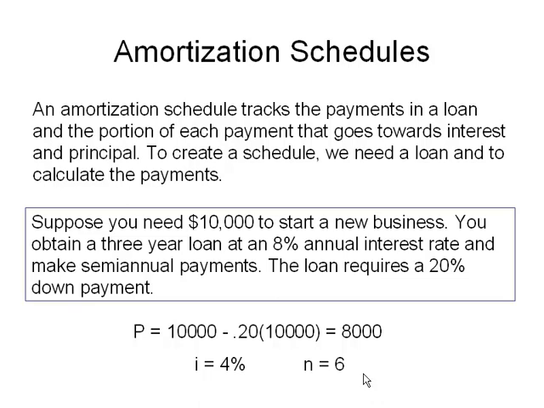My interest rate per period is going to be 4% or 0.04 because it's 8% annually. Semi-annually means I do twice a year, so 4% each time. And that means that my 3 years is going to equate to 6 periods.